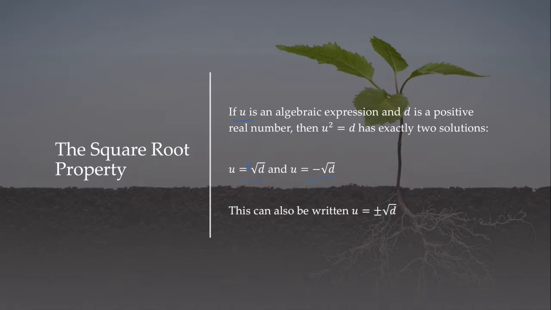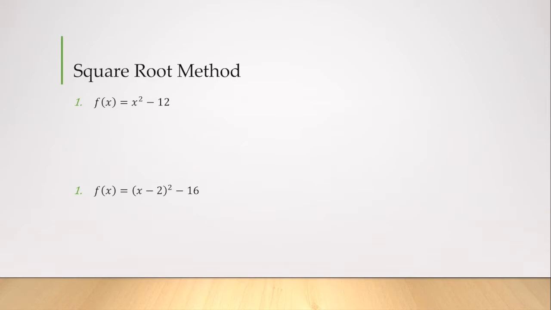And we can use this to solve some quadratic functions. This is just another tool to have in your toolbox. So let's work through a couple examples. If I have f of x equals x squared minus 12, 12 isn't a perfect square, so I know this isn't the product of a sum and a difference.